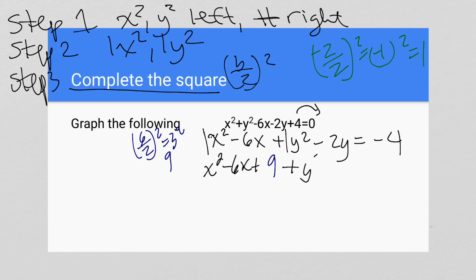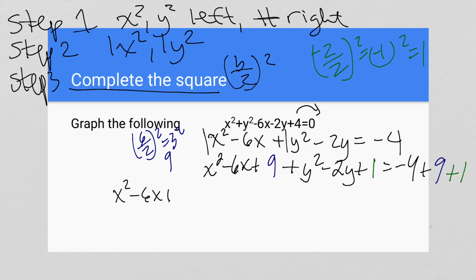So let's add that. y squared minus 2y plus 1 to equal -4 plus, don't forget we need to add that 9 and that 1 to balance the equation. So we have x squared minus 6x plus 9 plus y squared minus 2y plus 1 to equal, let's add those numbers up. What do we get? We get it to be 6.